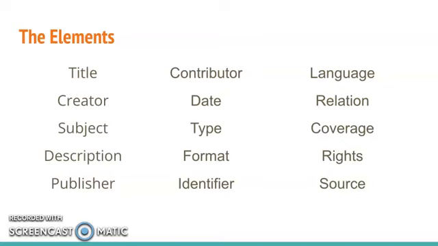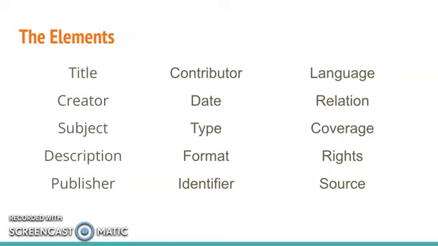Type, the nature or genre of the content of the resource. Format, the kind of physical or digital manifestation of the resource. This could refer to the file format, medium, or dimensions. Identifier, a specific reference to the resource in a given context, such as a URI. Language, the language in which the resource is presented. Relation, a reference to a different but related resource.